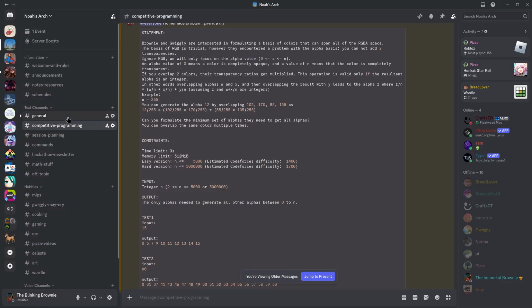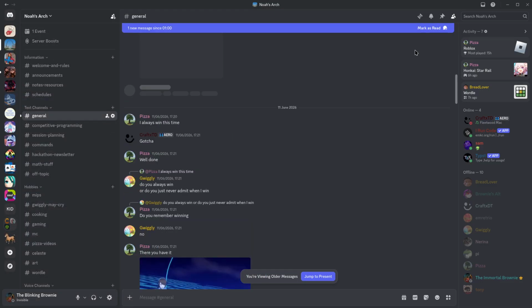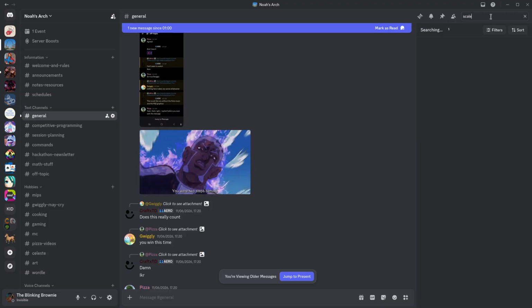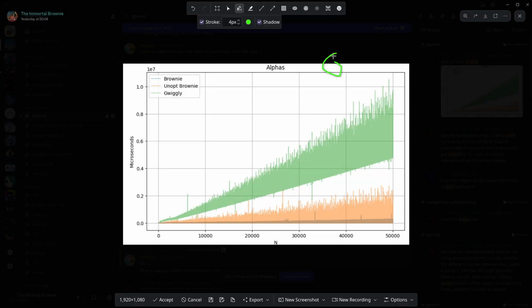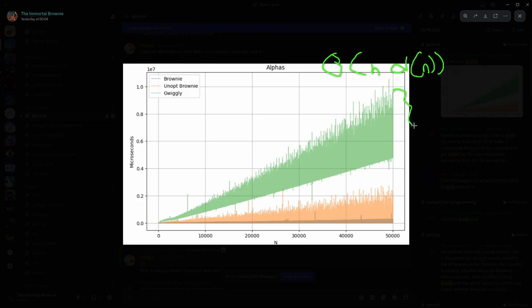Anyways, you can look at the graphs here, where scale. So this is Gwigly's solution. They all have nearly the same time complexity. I'll talk a little more about them. I believe Gwigly's solution is the same time complexity as my unoptimized solution, which was, if you remember, O of n dn. I haven't actually checked through his code, so I don't know if that's correct, but I think it's O of n dn.